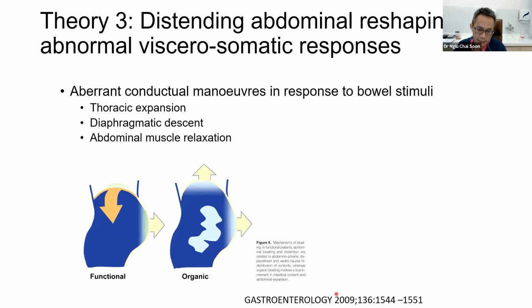And in the early 2010s or late 2000s, there was another theory that came about that gives more understanding about why patients complain of bloating. If we look at this picture here, when you have functional bloating, most of the time it is because of diaphragmatic wall contractions and anterior displacement of the anterior abdominal wall. So this causes more bloated sensations.